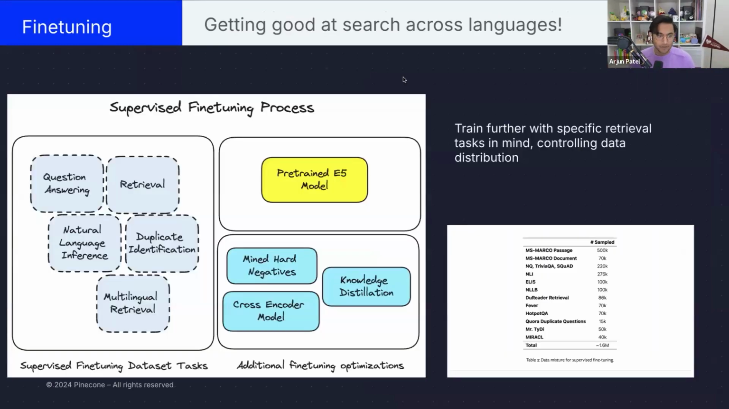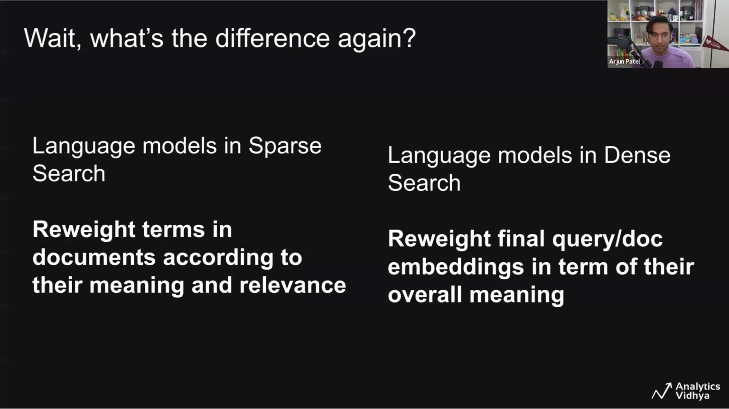Finally, they were able to fine-tune specifically on tasks that are important for search, like question answering, retrieval, natural language inference, which is kind of guessing words across languages, duplicate identification, which is great for finding similarity, as well as some other clever fine-tuning techniques to get a model that is really good at not only representing concepts, but also finding relevance.